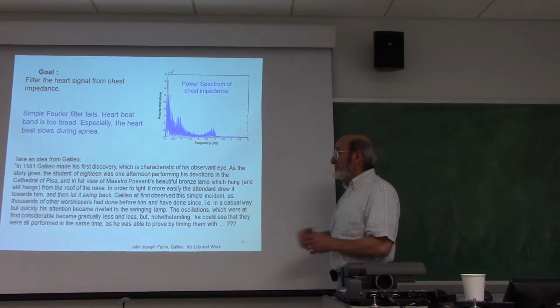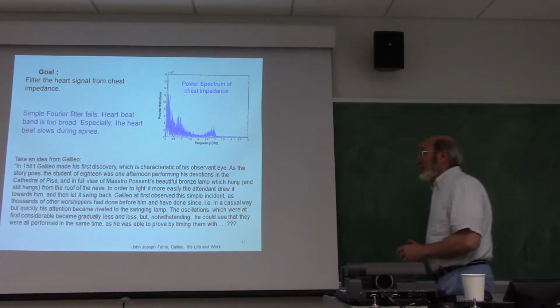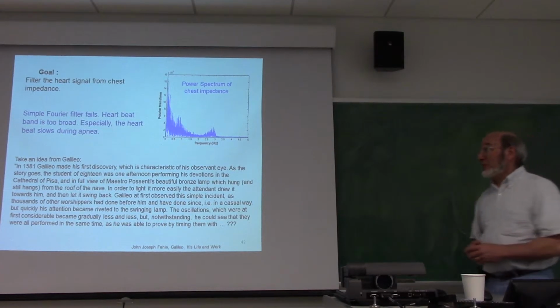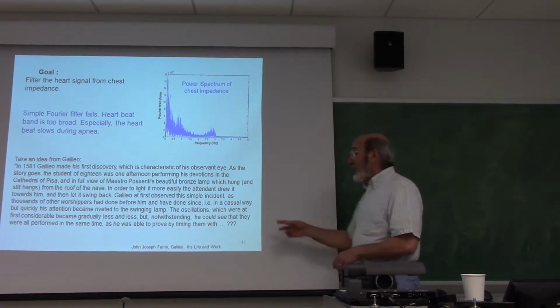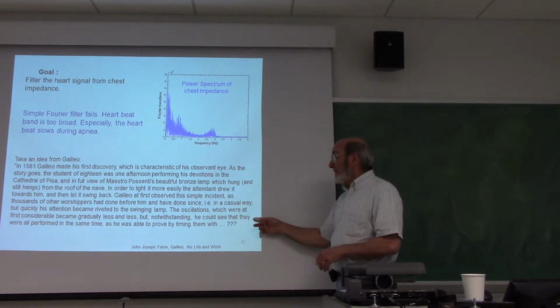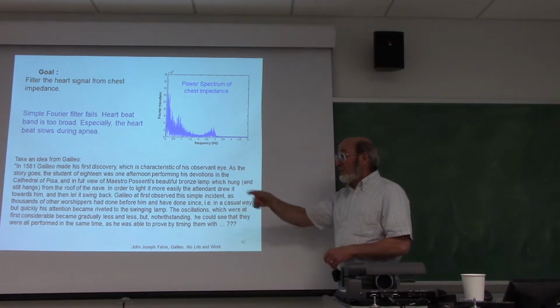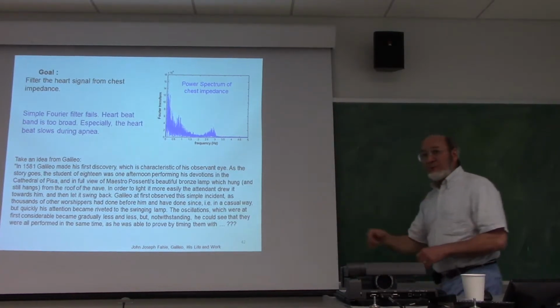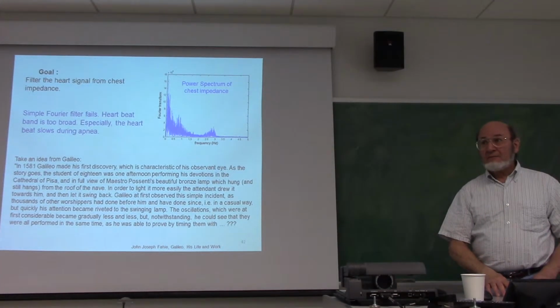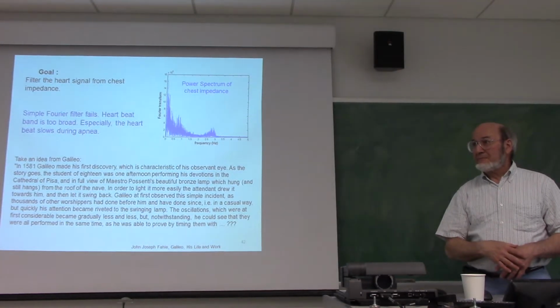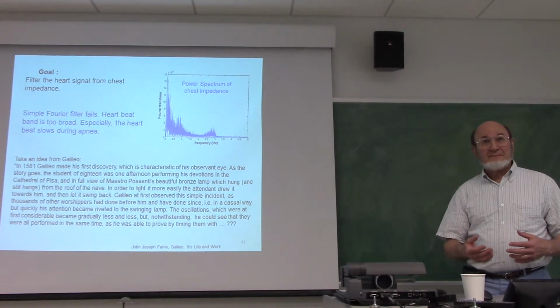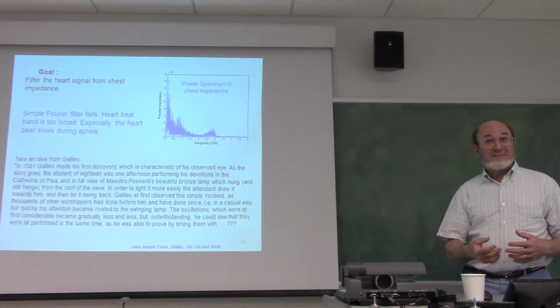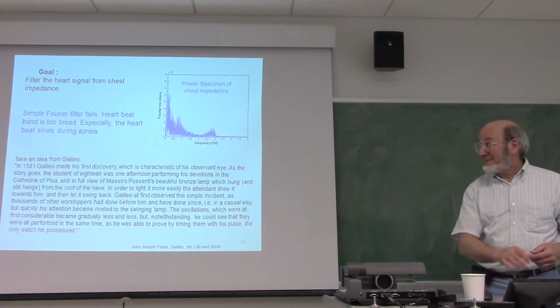But quickly his attention became riveted to the swinging lamp. The oscillations, which were at first considerable, became gradually less and less. But notwithstanding, he could see that they were all performed in the same time, as he was able to prove by timing them with his digital watch. What could he use? They didn't have pendulum clocks then. What did he use? Heartbeat.